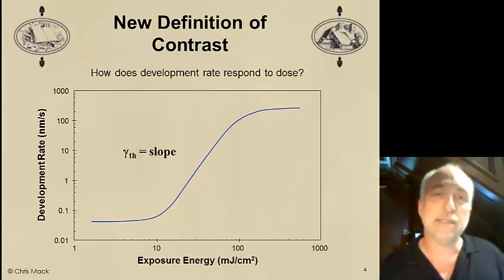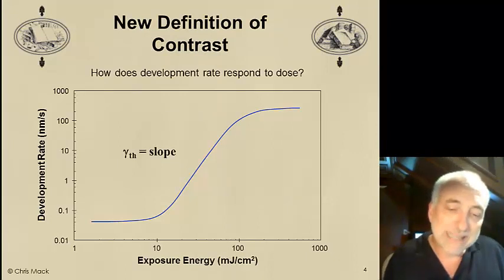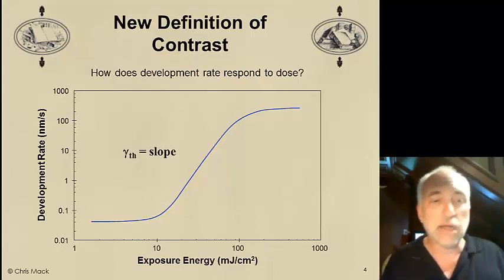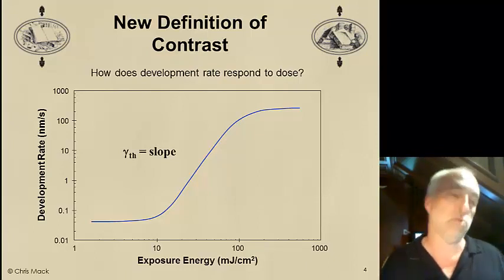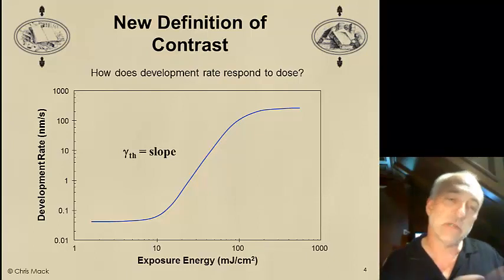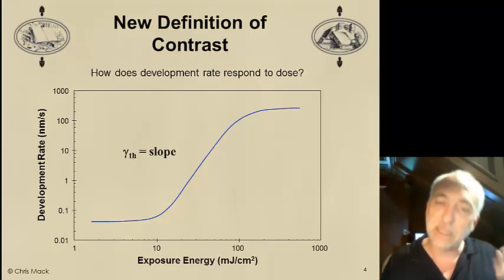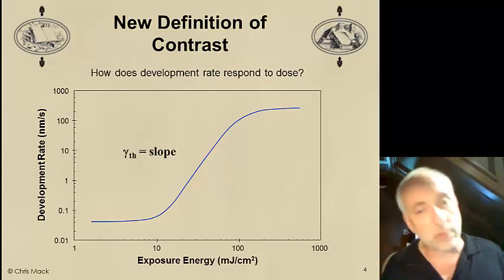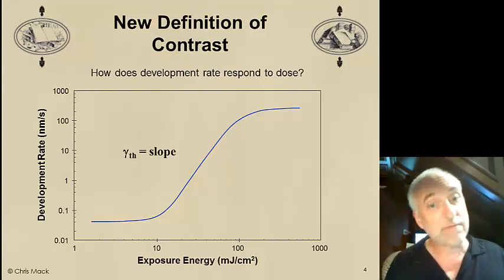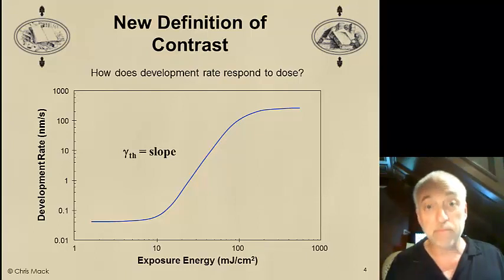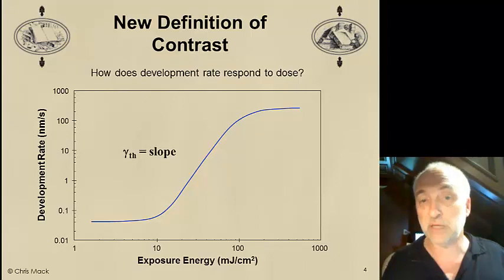The real idea here, the real idea we're trying to get at, is to understand the nonlinearity of development rate versus dose. Now, we already saw in the last lecture that we want nonlinear development. And we looked at development rate versus inhibitor concentration and found that there was a parameter, the dissolution selectivity parameter N, which controlled that nonlinear behavior.